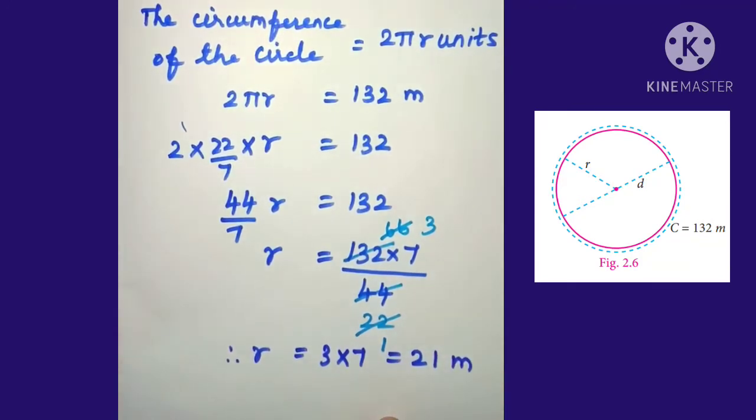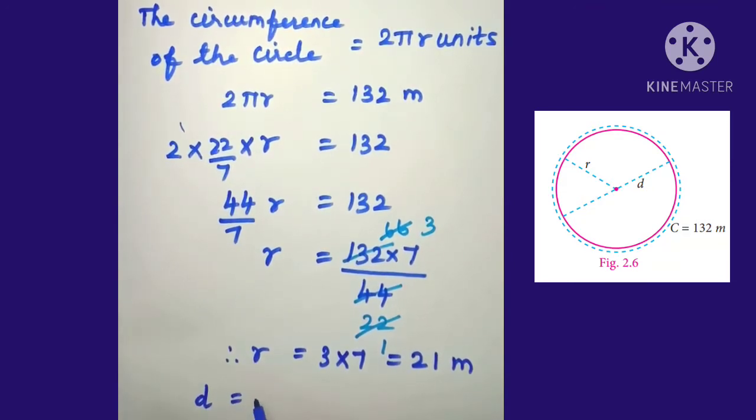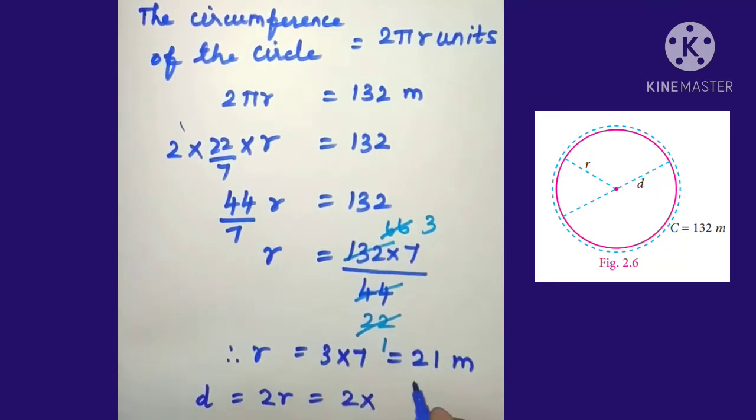Now what is the value of diameter? So diameter is nothing but 2 into r, twice its radius, 2 into r. So 2 into, what is the value of r? That is 21. So we have to multiply 2 and 21, which gives 2 into 21 is 42 meter. The diameter is 42 meter.